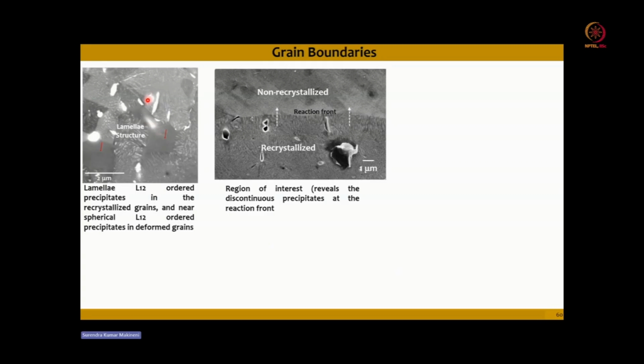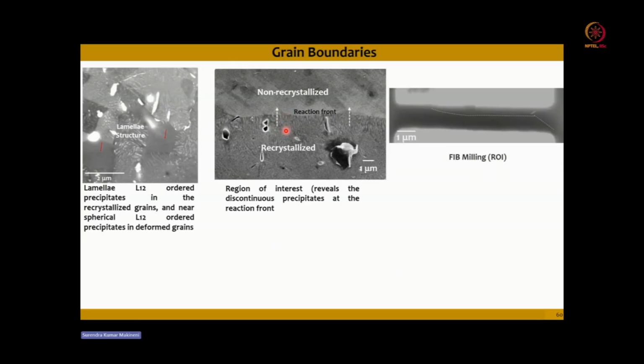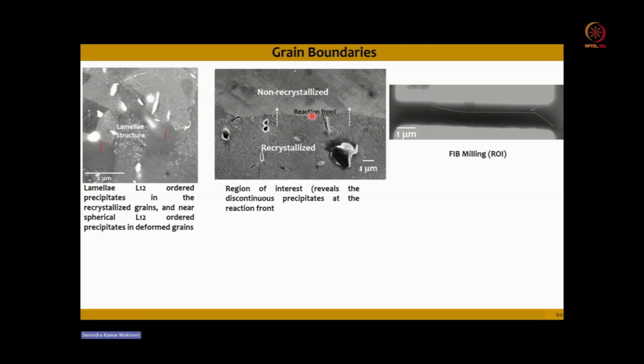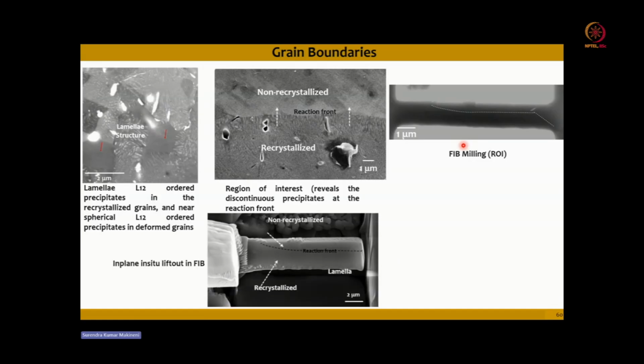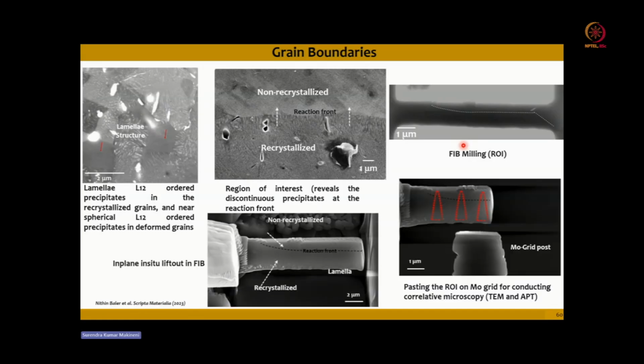And he has identified a reaction front, where this reaction front goes further, and it forms a compositional partitioning, with precipitation of the gamma prime precipitates behind the reaction front. So he has taken a lamella from this reaction zone. You can see this is the reaction zone, and he has prepared the sample by in-plane lift-out from these regions, on the Molly grid.